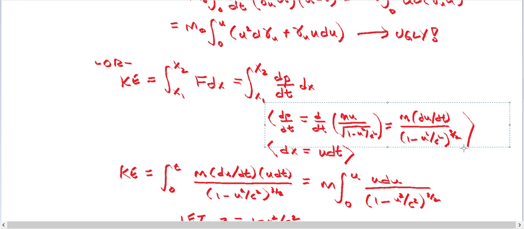Here, we can differentiate p with respect to t, and I would recommend you pause the video, take the derivative with respect to time, and convince yourself that this is what you get: m in the numerator, m times du/dt, in the denominator, the quantity 1 minus u squared over c squared raised to the 3/2. And then, more simply, the dx is just u dt.